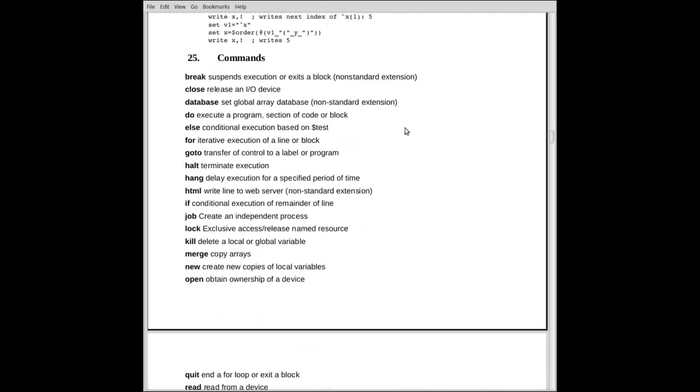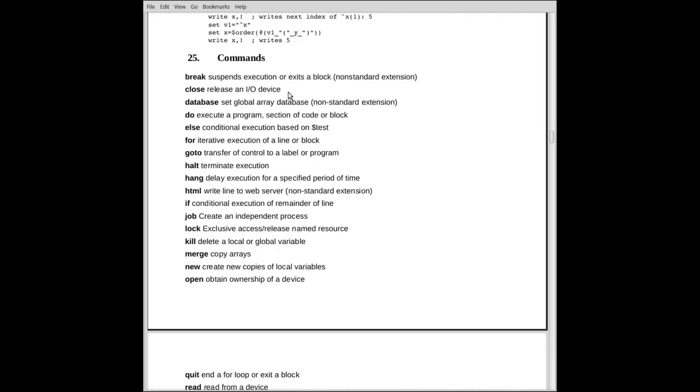A complete list of the commands. Break suspends execution or exits a block. That's non-standard, but I use it that way. The break is going to be very implementation dependent as to what it exactly means. It was originally intended in interpreters to pause the interpreter and then go back to command line mode so you could print out variables, change variables, examine what's going on in the structure of the program, and then start the program up again. Close closes an I/O file, an input-output file.